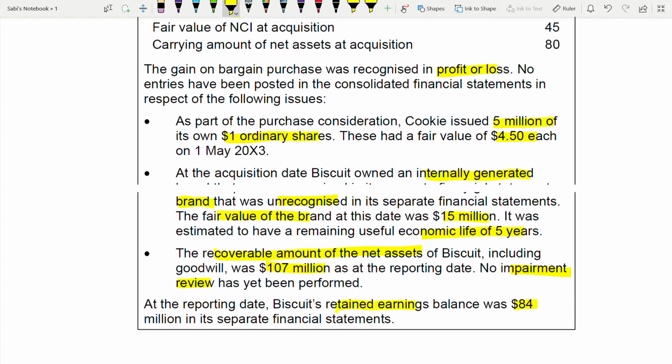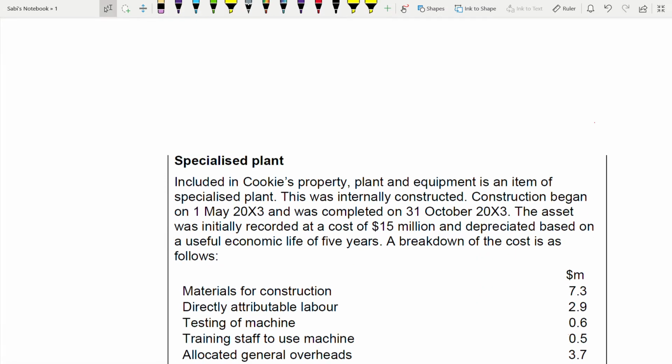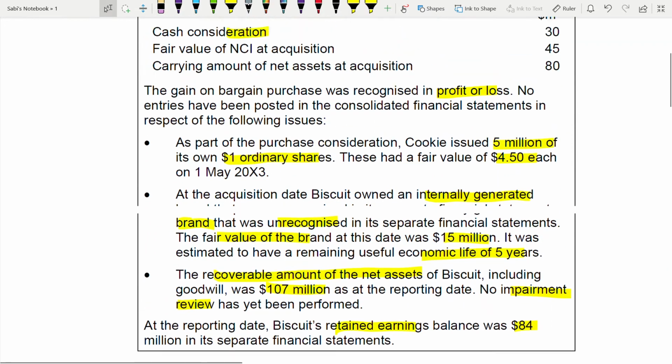Retained earning. They will give you the subsidiary's retained earnings. You need it in your consolidated statement of financial position. All these are in the separate financial statements. Now you have to include it in the consolidated financial statements. You understanding? Second is specialized plan. Will not touch specialized plan yet. We'll first finish the first requirement relating to this.